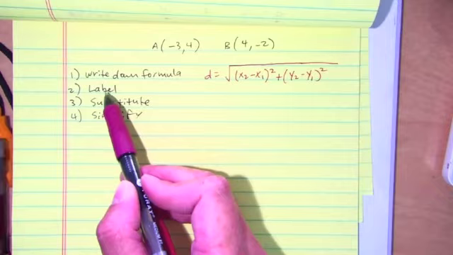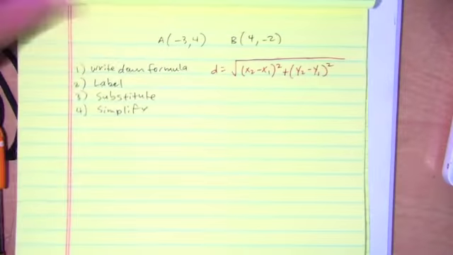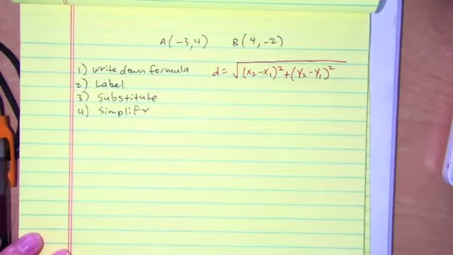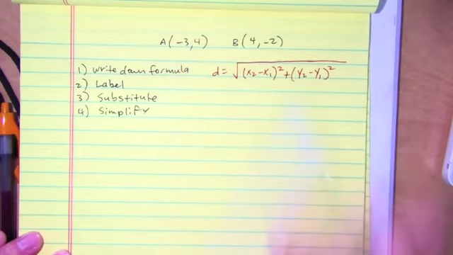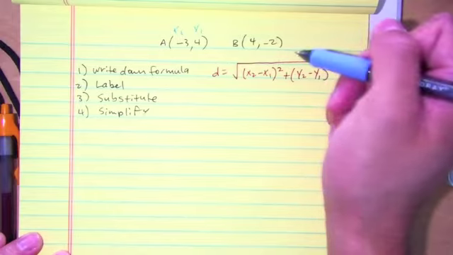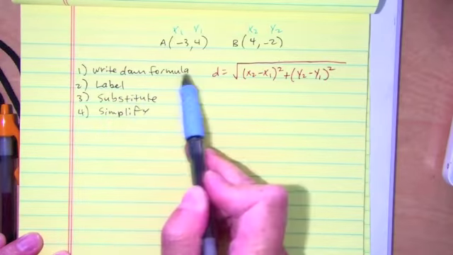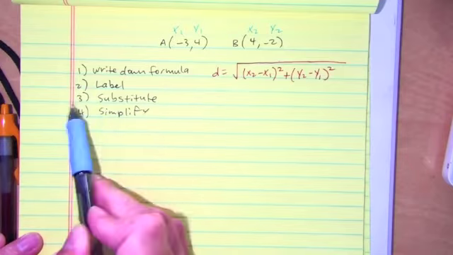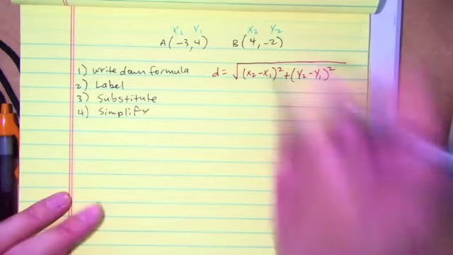Okay. The next thing we need to do is what, class? Everyone say label. Let's go ahead and label these ordered pairs. How am I going to label these ordered pairs? How do I label it here on top? x1, y1, x2, y2. So I write down the formula, I label it. What do I do next, class? Substitute. So I'm going to highlight a common error for students right here.